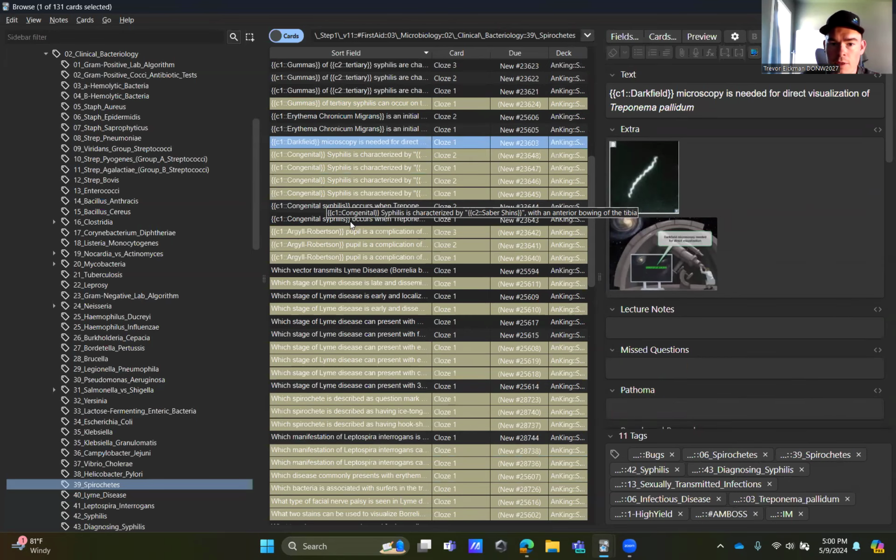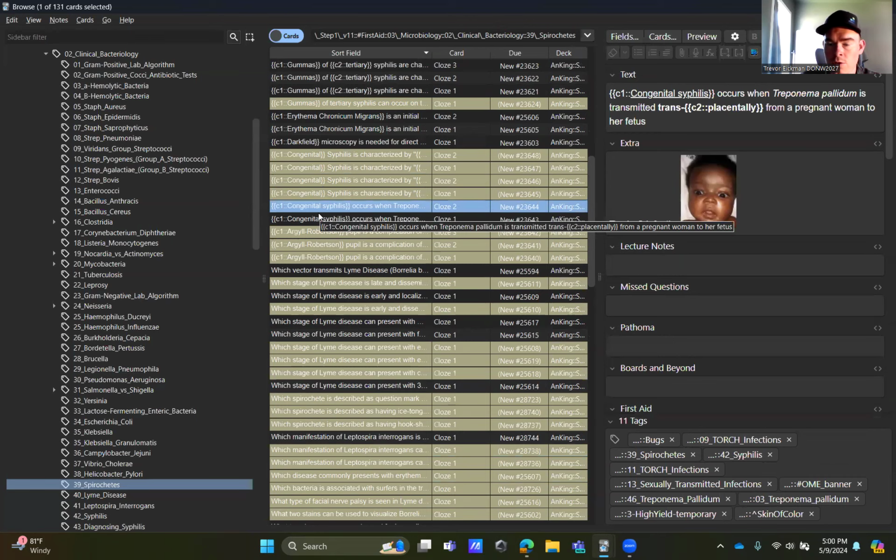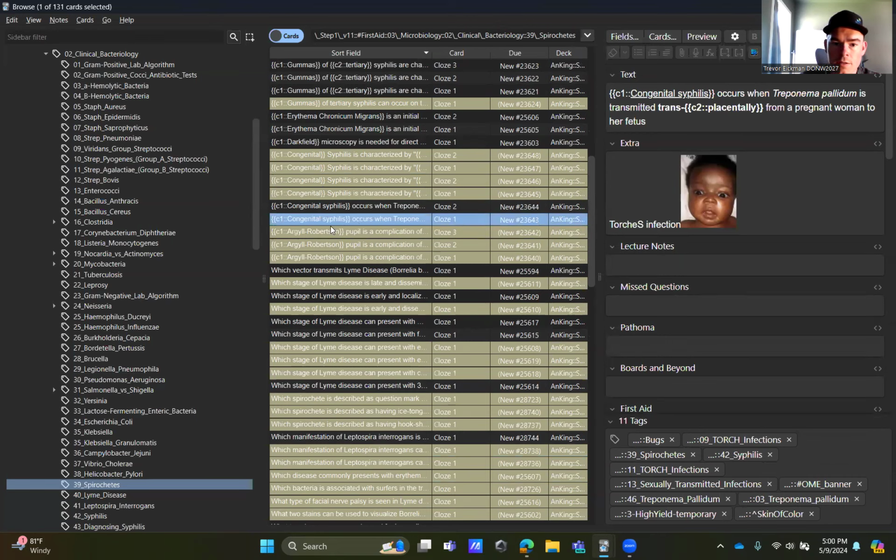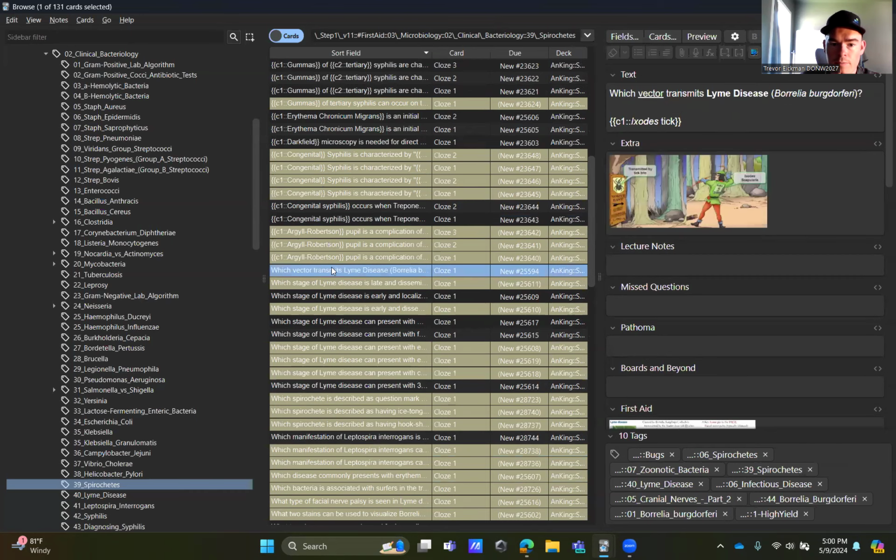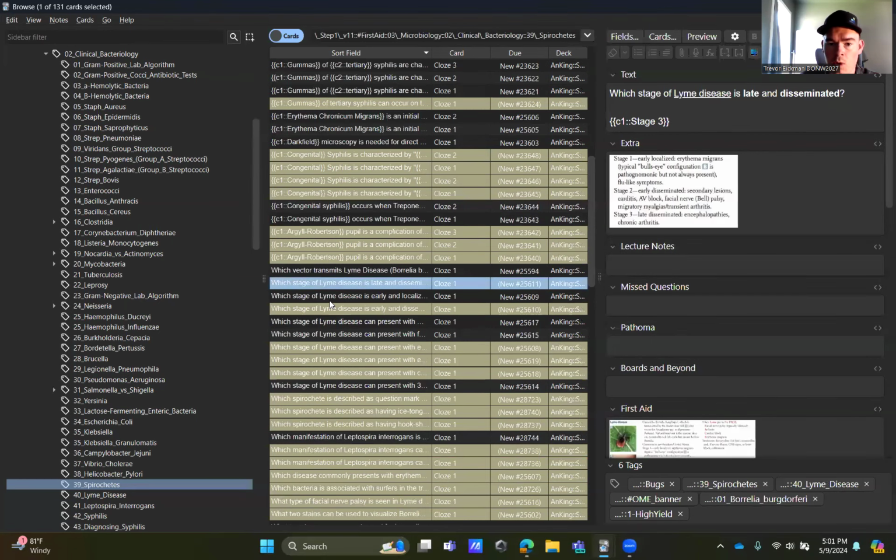And then you want to skip over the next 4, coming down to congenital syphilis cards. Skipping over the next 3, talking about the Argyll-Robertson disease. Grabbing this one here, the vector of Lyme disease. And skipping one, grabbing this one here about the stage.